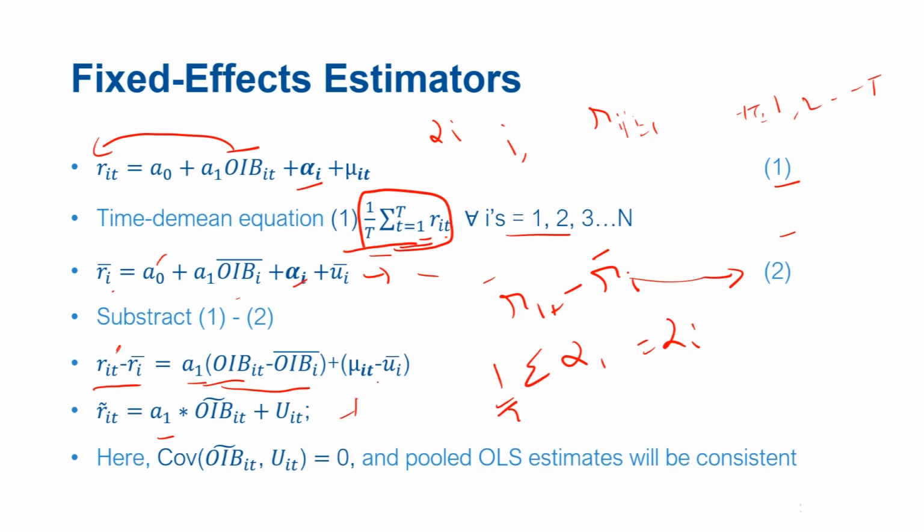This resulting transformed system can be estimated with pooled OLS as long as the covariance between the resulting independent variable, which is OIB tilde IT, and the error term mu IT tilde is zero. If there is no covariance or correlation between these, then the transformed system can be estimated with pooled OLS, and the estimates of A1 will be consistent in nature.